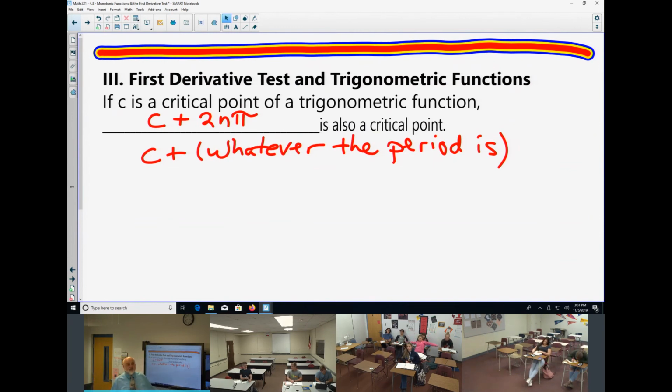Anything else on 4.3? Okay, I think we're going to quit early today. You've got your midterm tomorrow. You got a lot to do. So let's just bail on 4.4. We'll start that next Monday.